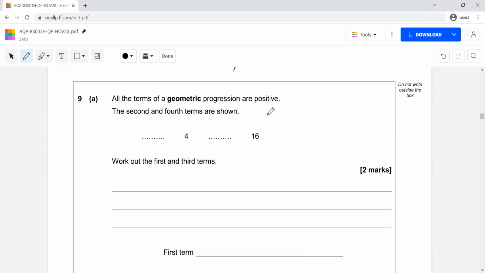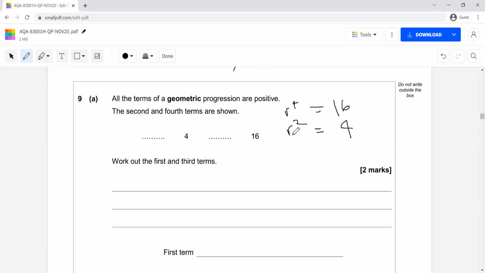Okay, question 9. All the terms of a geometric progression are positive. The second and fourth term are shown. Now, we first have to work out the ratio. The ratio represents the number we multiply each time to get the next sequence. So we know that r to the 4, because the fourth term is 16. And we also know that the second term, r squared, is equal to 4.